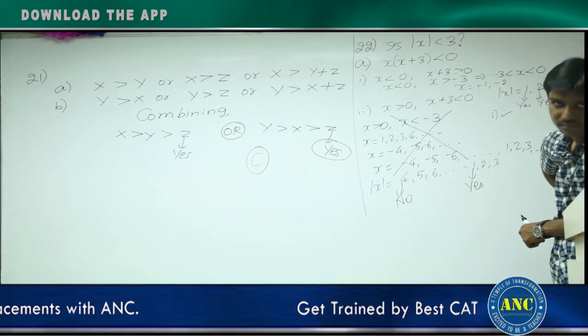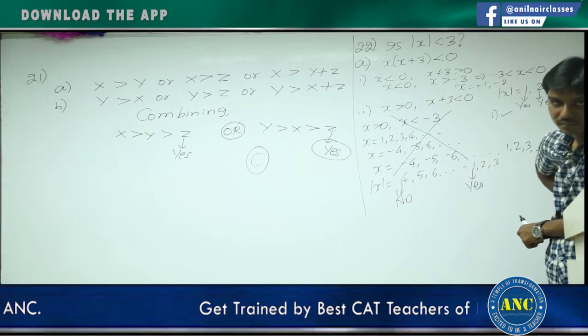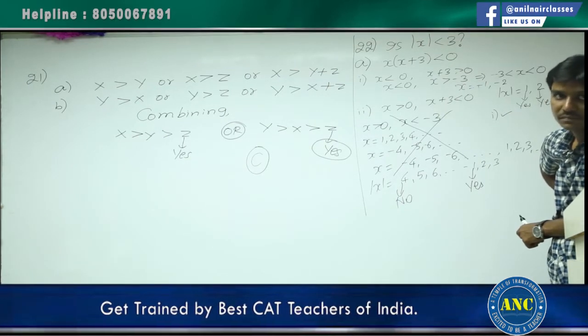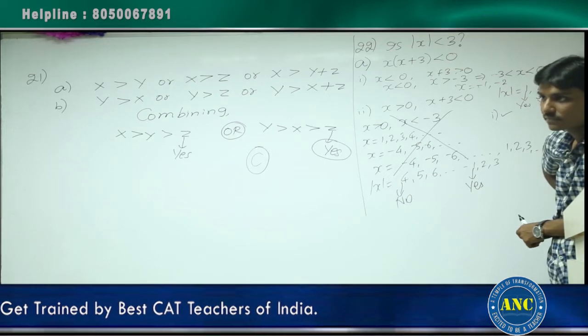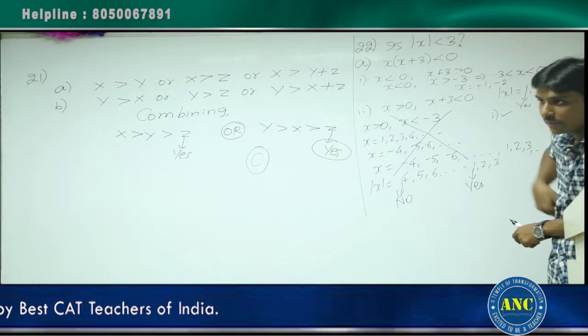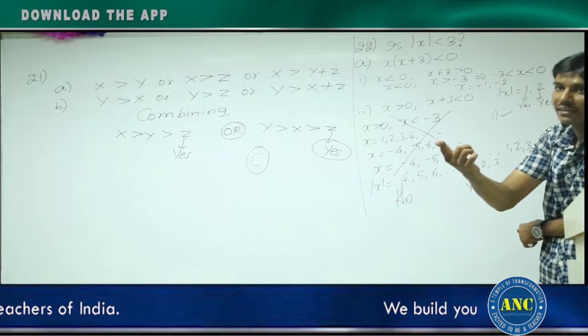Statement 1: only those values which satisfy statement 1 have to be taken. Right. So only 1 and 2 are satisfying. So 1 and 2 are satisfying the main statement also. That is why it is sufficient. That is what I am telling. That is the question I asked finally.